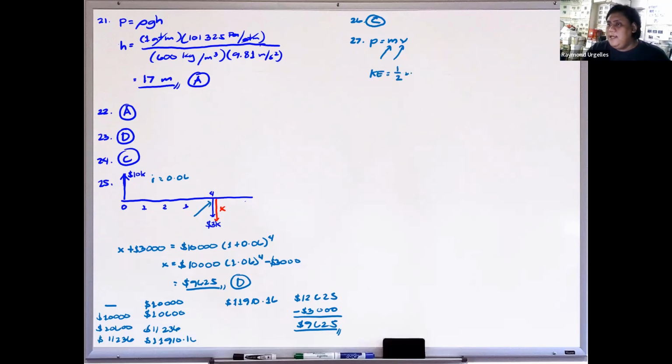Because this is mass and velocity squared. So if you have mass and a non-zero velocity, then you have kinetic energy. Therefore, the correct answer here is letter C. Okay, so next, number 28.